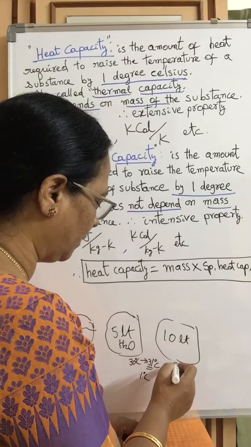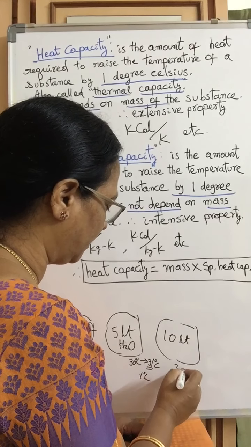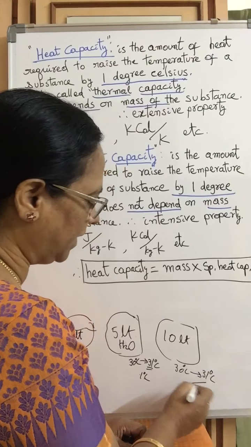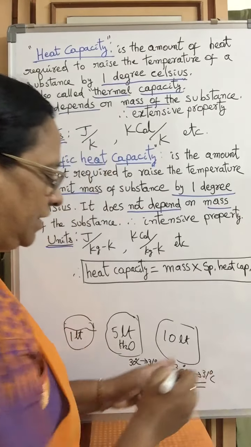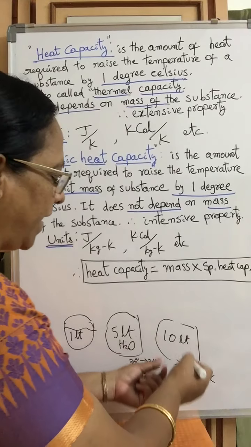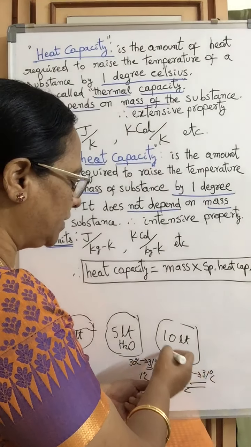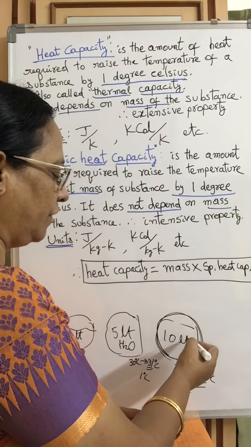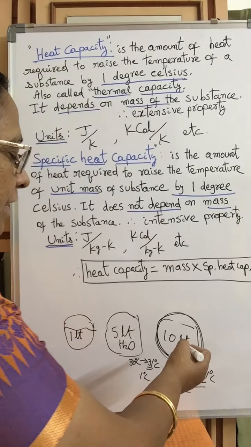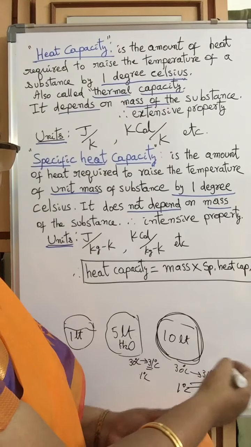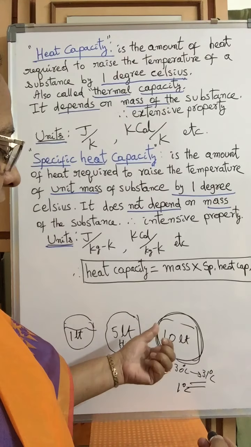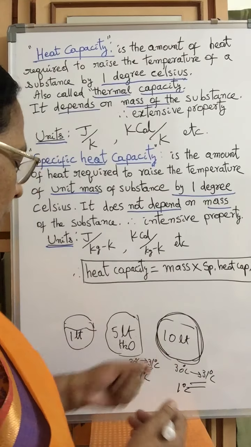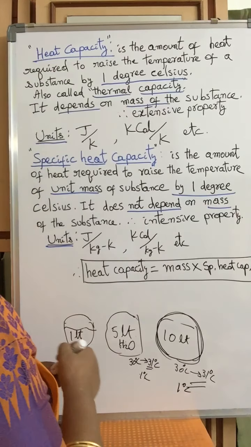Similarly, here also 10 liters. Suppose this is also 30 degrees centigrade. We need to heat to 31 degrees centigrade. Only 1 degree centigrade difference. To raise the temperature of this complete 10 liters of water, what amount of heat is to be supplied? That is called heat capacity. The term capacity itself is explaining to us the capacity it is. So that is the term heat capacity.